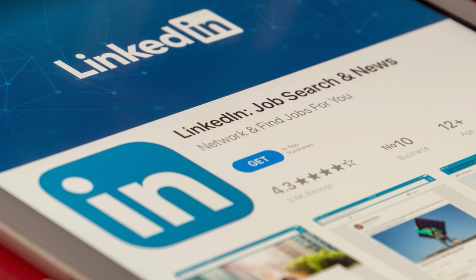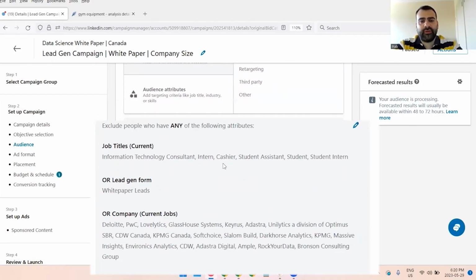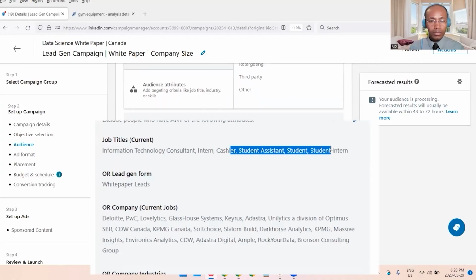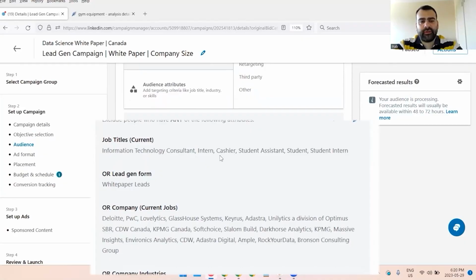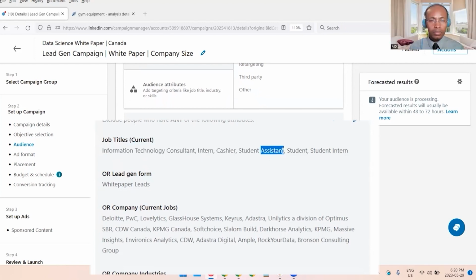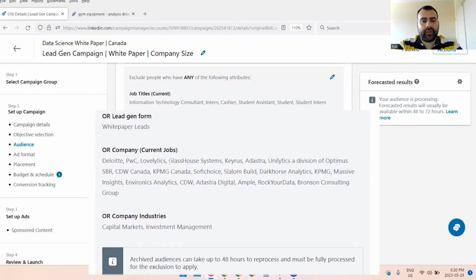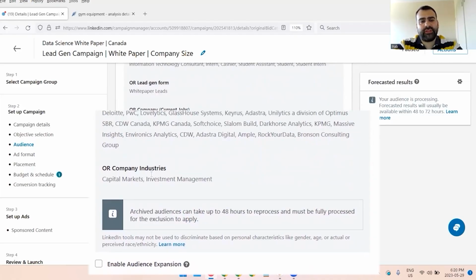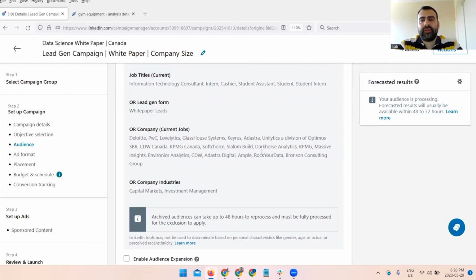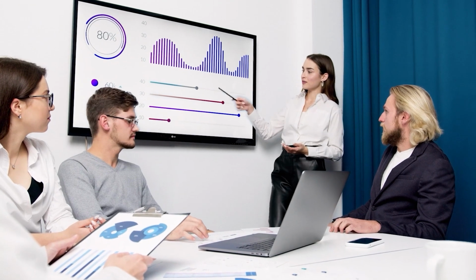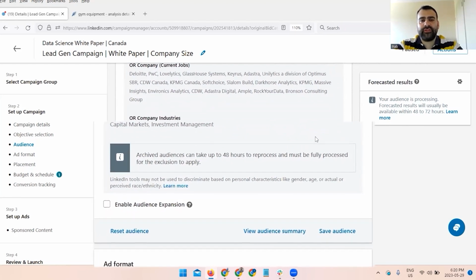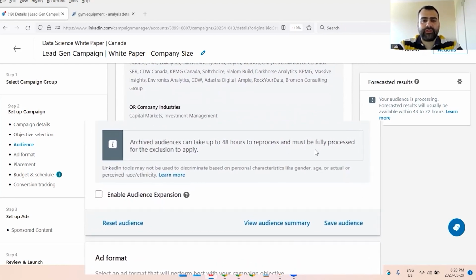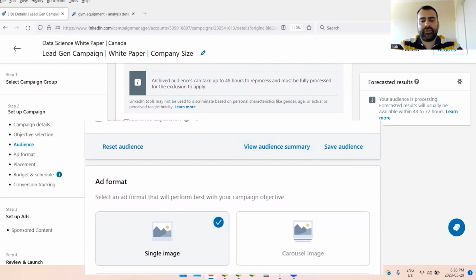Also, the good thing in LinkedIn is that you can exclude certain audiences. Here we excluded some students, cashiers, interns, because we realized we got some clicks on those kinds of job titles, and that's not part of the audience, so we had to exclude them. We also excluded certain competitors and other companies and some industries that didn't get any leads. So we usually start a bit broad, and then every time we analyze demographics, we exclude certain audiences. That way we only get clicks from the people we want the most, not just from anyone.